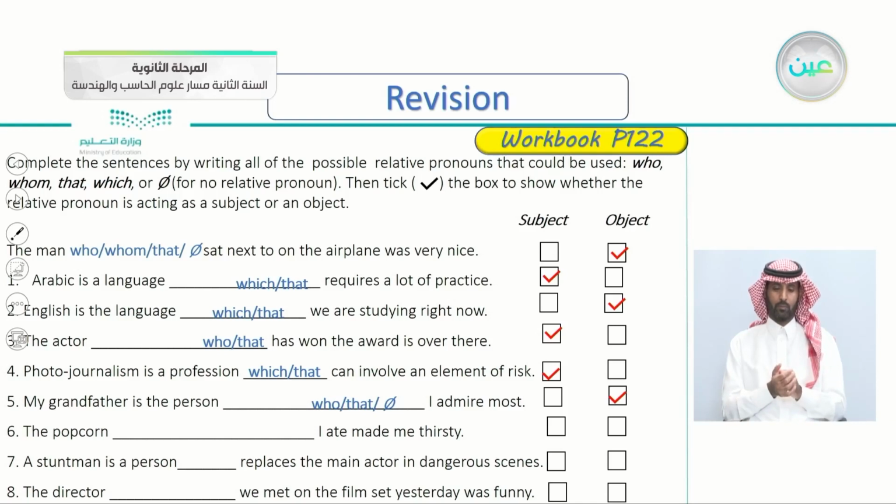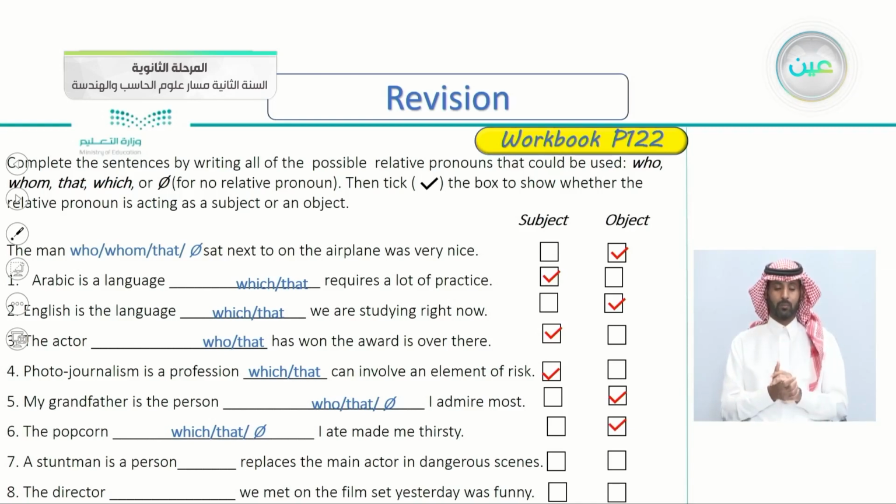The popcorn, number six, the popcorn I ate made me thirsty. The popcorn and the gap here, I ate made me thirsty. So yes, which, that, or the sign for no relative pronoun, I ate made me thirsty, and of course it's an object. So we can just say the popcorn I ate made me thirsty.